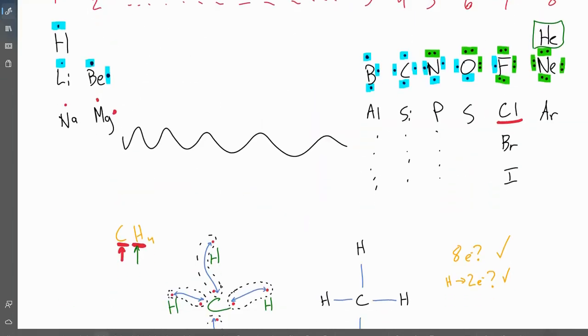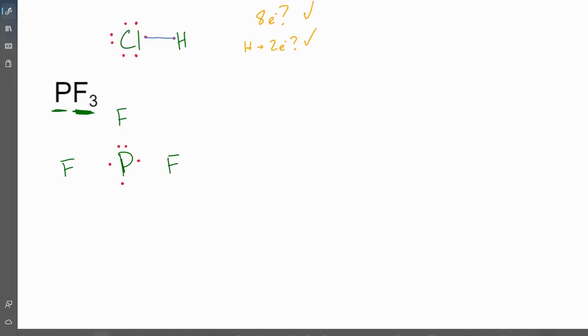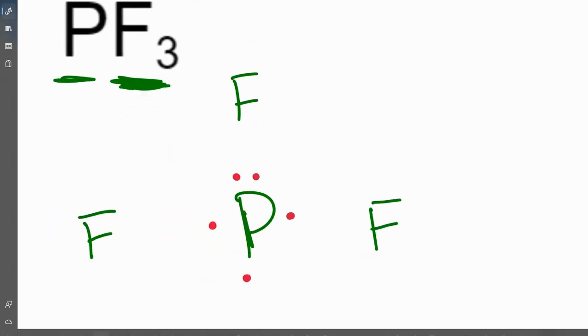Fluorine, if we look over here, is in the column with 7, right? 1, 2, skip the transition metals, 3, 4, 5, 6, 7. So fluorine has 7 valence electrons, and that's for each of them. So 1, 2, 3, 4, pair them up, 5, 6, 7. Other fluorine, 1, 2, 3, 4, pair them up.